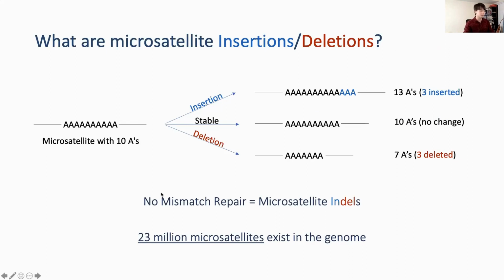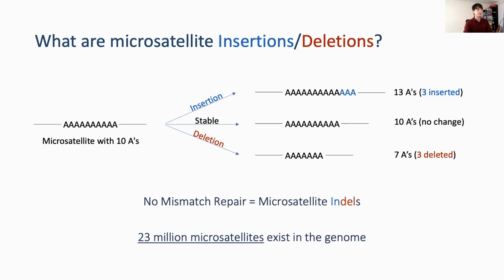And this is something that's very well known, that the mismatch repair system, the 4 genes I showed just earlier, are responsible for correcting these microsatellite insertions and deletions to make it stable. And so there is a currently used clinical tool using 5 microsatellites in the genome to detect whether they have microsatellite insertions or deletions, to basically infer that they have mismatch repair deficiency if there are insertion deletions. But interestingly, there are actually 23 million microsatellites that exist all throughout the genome. But again, as I said, the current tool, which is also called the Promega panel, uses 5 microsatellites. It's very cheap, it's very fast.